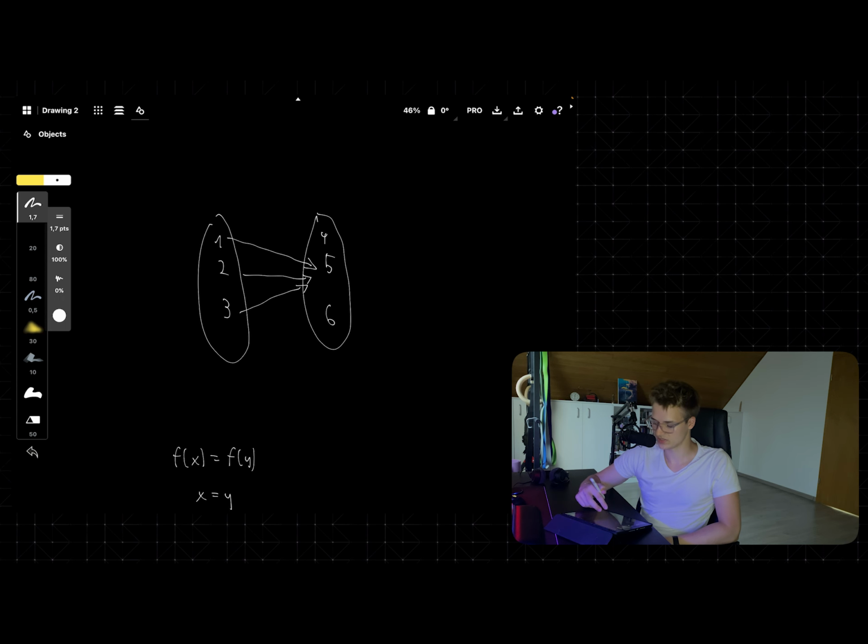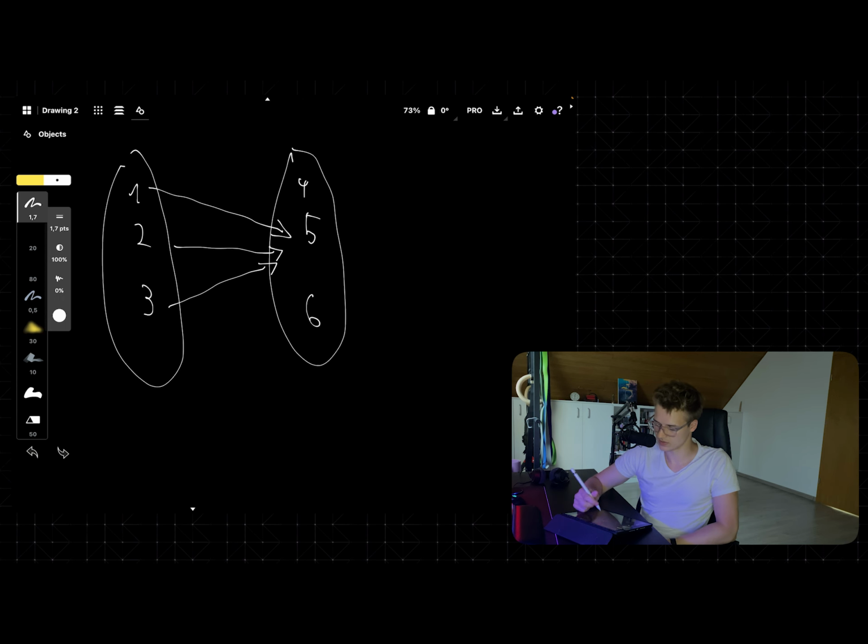Graphically, it means that every element from the codomain, so every element on the right hand side, has at most one arrow pointing towards it. So this is injective, okay? Like this is injective.